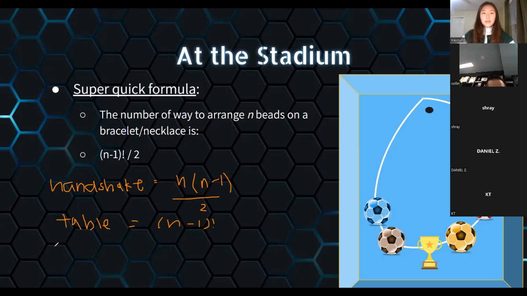And finally, the bracelet or necklace. Okay, and that's just right here. So n minus 1 factorial over 2. Yay. Okay, I think that's good.